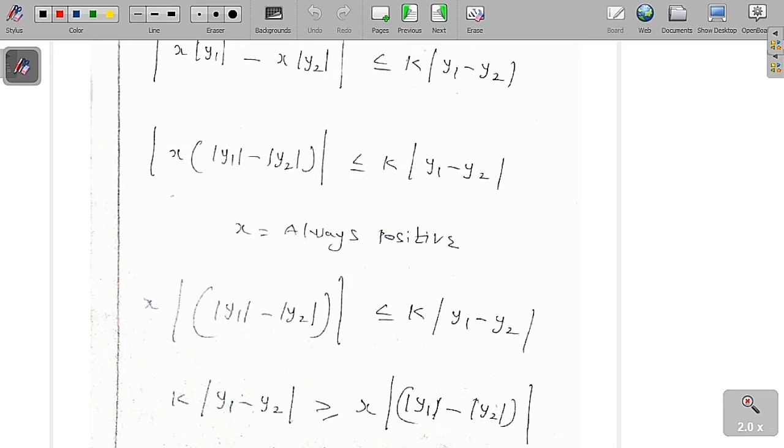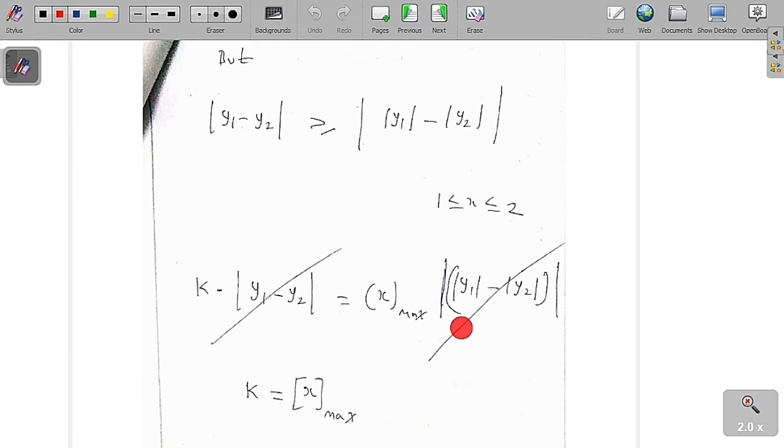This principle I have already told you. If I want to make these two equal, then definitely here I have to multiply by a maximum value, which is x max. So if I take the maximum value, then k into mod of y1 minus y2 is equal to x max into mod of y1 minus mod of y2. Already told you, at maximum both are equal. As you can see, at maximum value this modulus and this modulus are always equal. So we are going to cancel these two terms because both are equal.